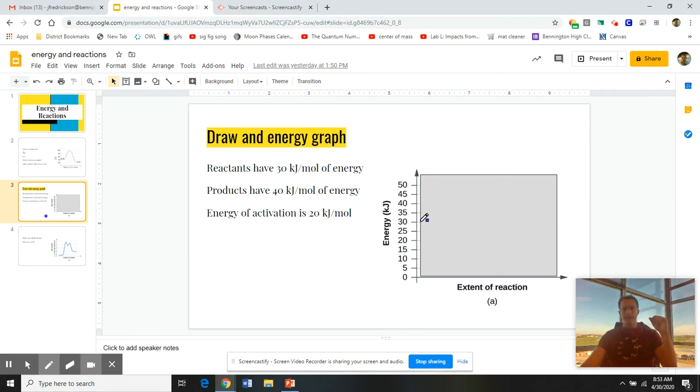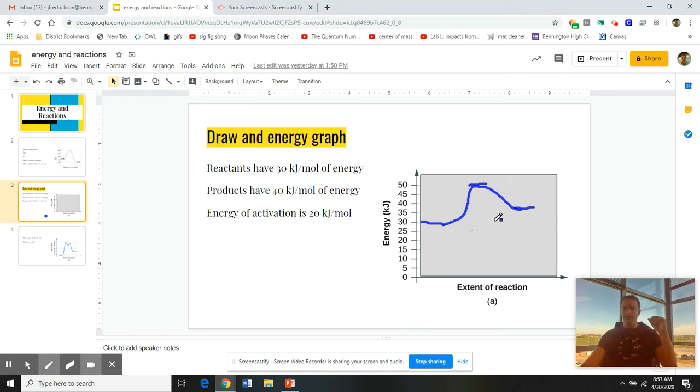Reactants have 30, so they're going to start here. Products have 40, so that tells me this thing is endothermic. Overall, it's going up. I like to do my reactants, my products. Energy of activation of 20. Don't go to 20. Say 30 plus 20 is 50. So that's up here. And then I connect the bumps and try and make it look not like a second grader drew it, right? So something like that.